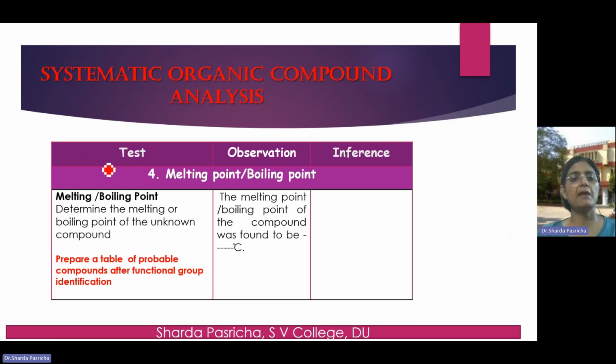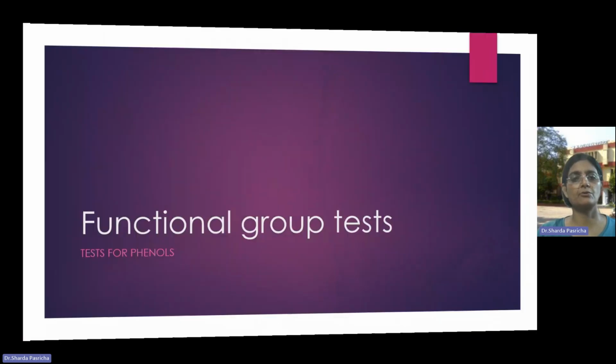Next, you determine the melting or the boiling point of your compound, and record the melting point. Whatever is the melting point, keep it ready. We will need it when we list the probable compounds, after finding the functional group tests.